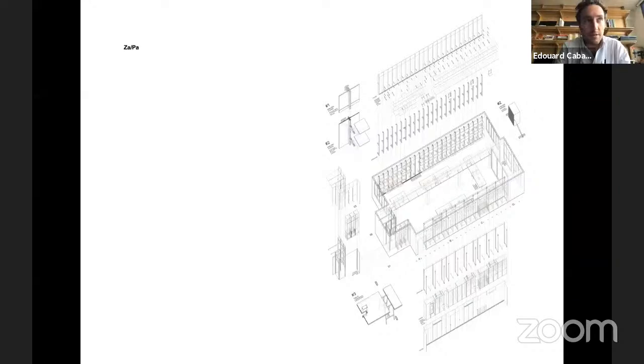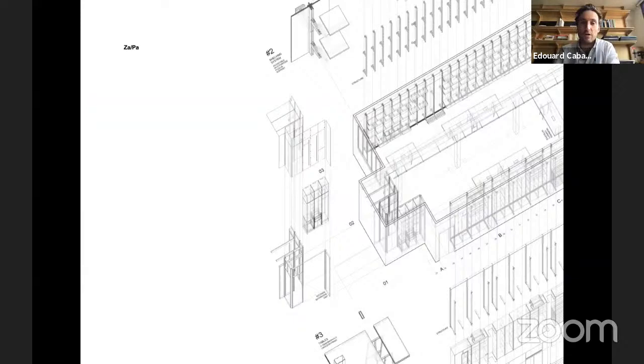So here you see a drawing of the refurbishment of the office, in which we actually drew every single part in order to mill it. That's what we see in this slightly more detailed or zoomed in version. And of course this is a 3D model, but all of these 3D parts are literally drawn.